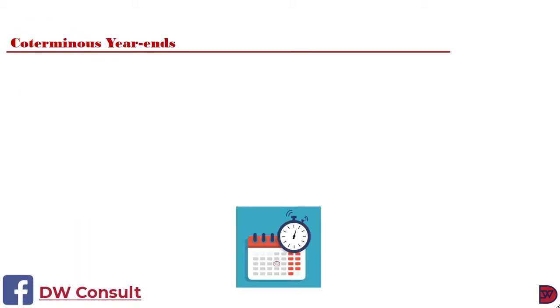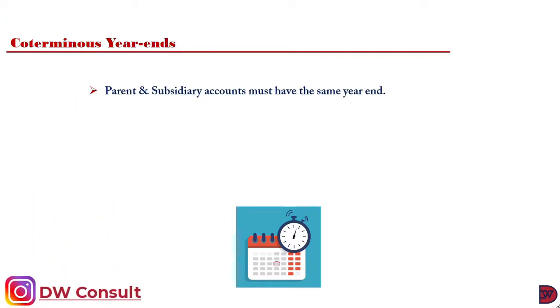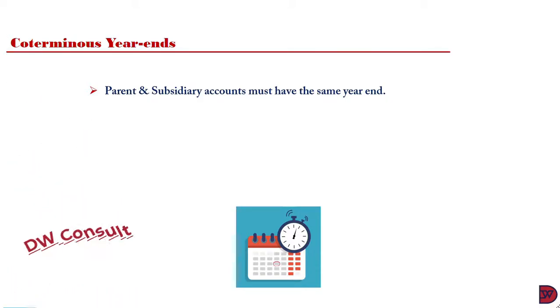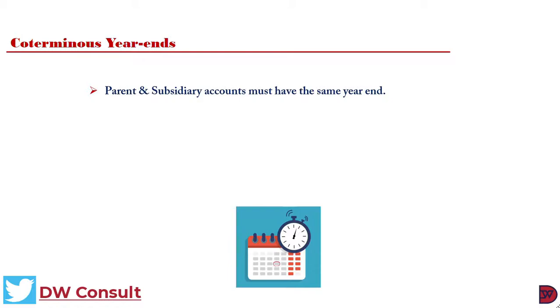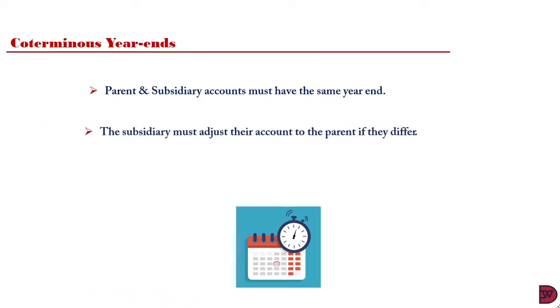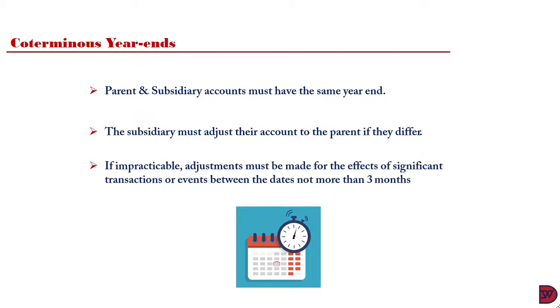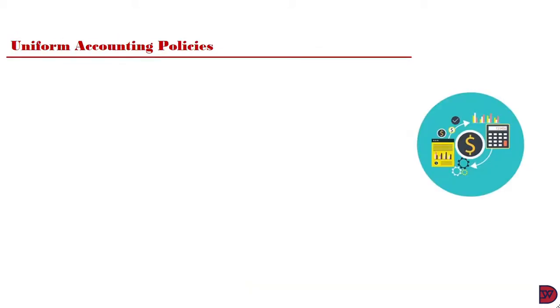Let's take a look at other issues. We'll first deal with coterminous year end. The individual financial statements of both the parent and the subsidiary used in the preparation of the consolidated statement of financial position are to be drawn up to the same date or the same year end. If they differ, the subsidiary is supposed to adjust its accounts to suit that of the parent where possible. In a situation where it is impracticable, adjustment must be made for the effect of significant transactions or events between the year-end date of the parent and that of the subsidiary, provided the difference is not more than 3 months.